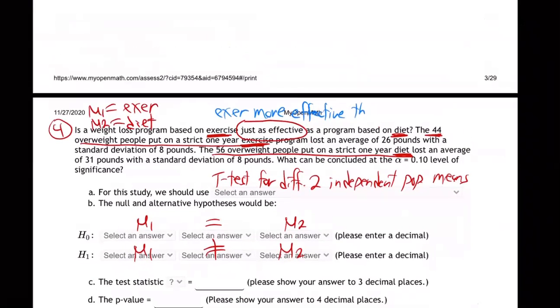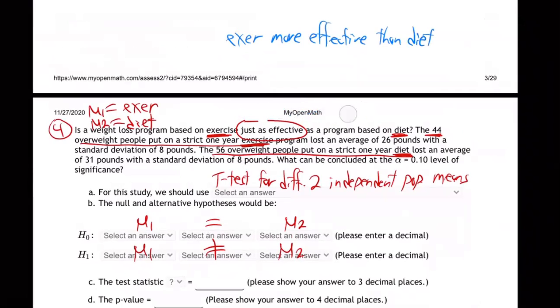In fact, let me just put it up here where we can see it. What if they said the exercise program is more effective than the diet. It would be greater than. That version, it just randomizes it. It's different for each of us. And on the actual exam, of course, you could get something like that.